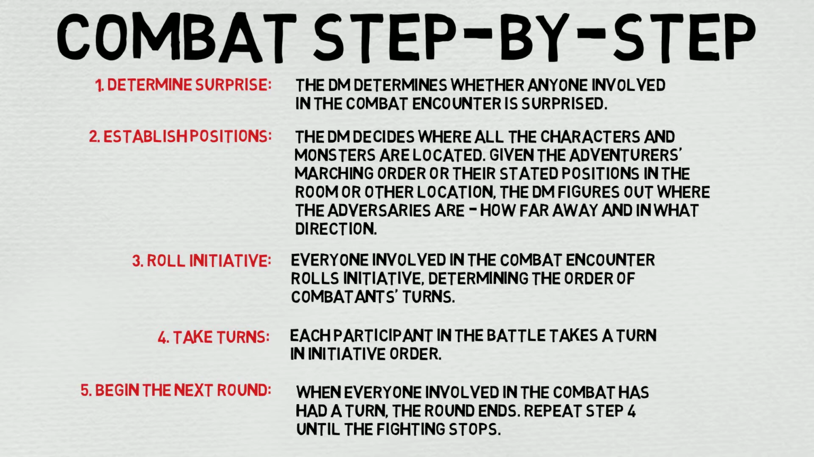And step 4, taking turns. Each participant in the battle takes a turn in initiative order. Really great stuff. That's the meat and potatoes of combat right there. The fact of the matter is turns are also pretty complicated in 5e. Once again, 5e is one of the longer combat systems, so we'll have to break it down for you. And step 5, begin the next round. When everyone involved in combat has had a turn and the round ends, repeat step 4 until the fighting stops. So, makes sense. Let's get to my personal thoughts on it.